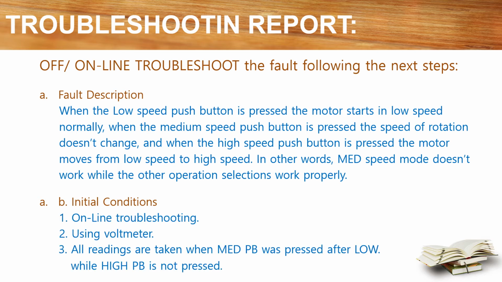Let's put some initial conditions in order to do the troubleshooting. The first thing: as we don't have a short circuit, we are supposed to go for online troubleshooting using the voltmeter, of course. Let us put one more condition: all readings are taken when the medium speed push button was pressed after the low speed push button, while the high speed push button is not pressed.